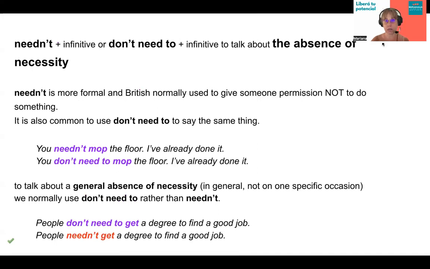Needn't or don't need to, plus infinitive, to talk about the absence of necessity. So when you say, for example, you needn't mop the floor, I've already done it. You don't need to mop the floor, I've already done it, okay? So the needn't alone is typical of British English and is more formal, okay? The other is more American. And people don't need to get a degree to find a job, okay? When we are speaking in general, for people in general, not on one specific occasion, it's better to say don't need to and not needn't, okay?